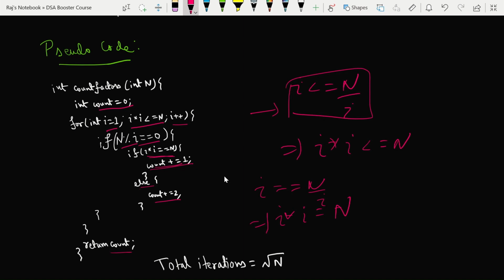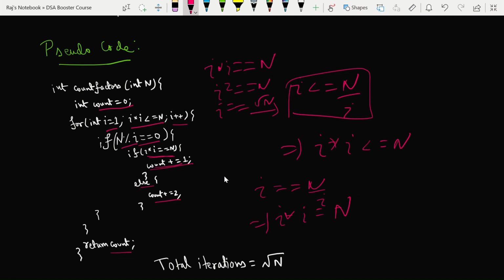So the total iterations that we are doing over here, let's try to find it out. We are going till the point i into i equals n. After this we stop, which means i square is equal to n, which means i is equal to root n. So we are doing a total of root n iterations.